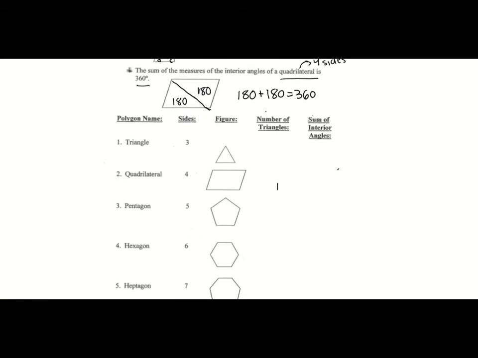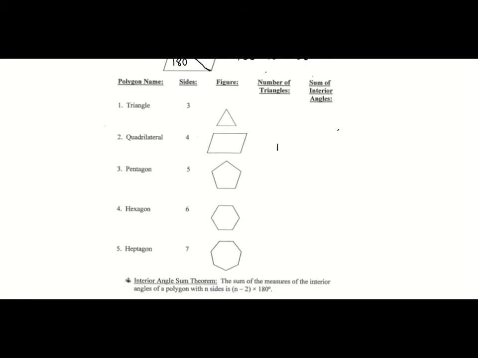So we can expand that and create a table here. If we have our first polygon, a triangle has 3 sides, we know there is 1 triangle inside there, and the sum of its interior angles is 180. For a quadrilateral, there are 2 triangles, and the sum of the interior angles is 360. For a pentagon, we have 3 triangles, so the sum of the interior is 540.